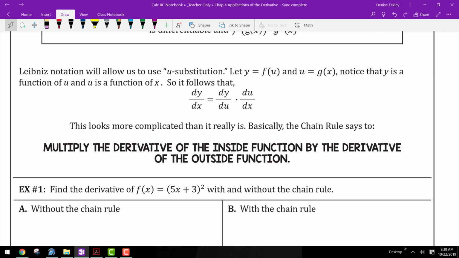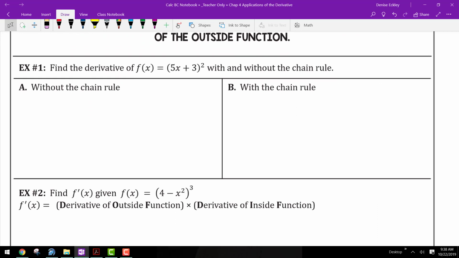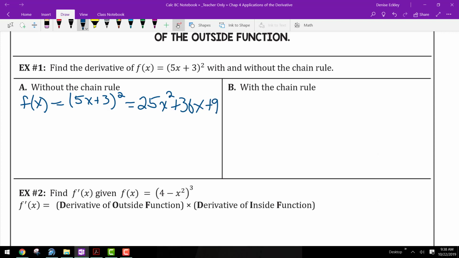For example, when we don't have the chain rule, we would have to do the next example this way. We would first have to take f of x and multiply it out. So f of x becomes 25x squared plus 30x plus 9. Then we would have to take the derivative of the polynomial, and we get 50x plus 30. Now using the chain rule becomes a lot quicker.